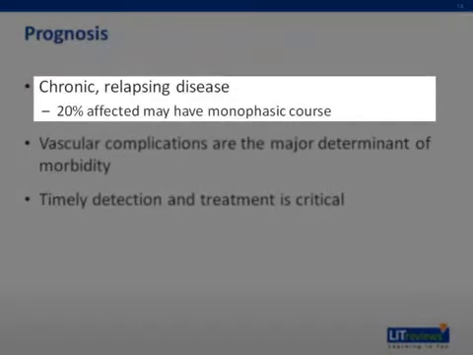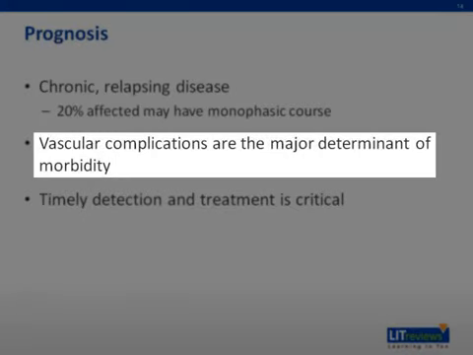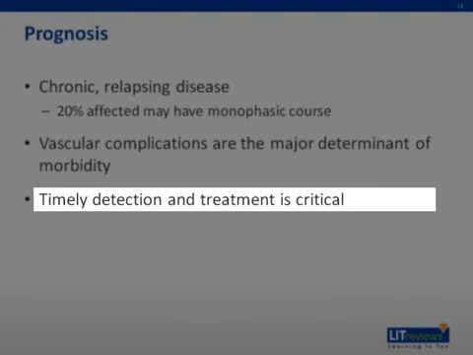TA is a relapsing chronic disease, and a majority of patients suffer relapses. Up to 20% of TA patients may experience a monophasic disease course. The 5-year survival rate in adults ranges from 70 to 93%. Long-term outcomes for children with TA are not available, though one series reported a mortality rate of 35%. Vascular complications and related organ damage are the major determinants of morbidity, underscoring the importance of early detection and institution of therapy.